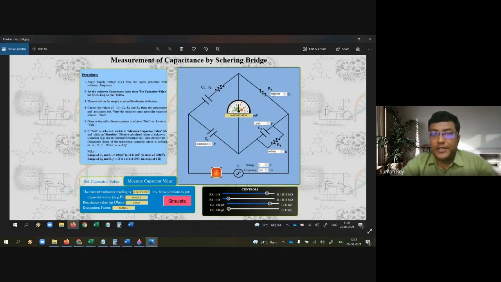Okay, so in this way you have to perform the experiment. In your lab report, you have to only mention what is your input voltage, what is your frequency, and what is the set capacitor value, that means what is the true value of your unknown capacitor, and then what is the calculated value of the capacitance, and then please mention R3, R4, C2, C4 with their proper units, and then make a table and submit in your lab records.